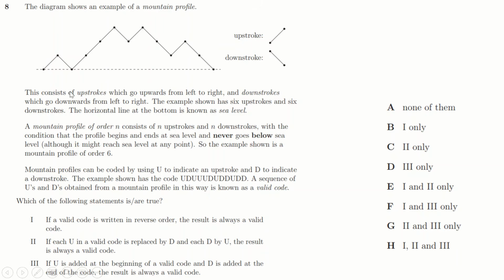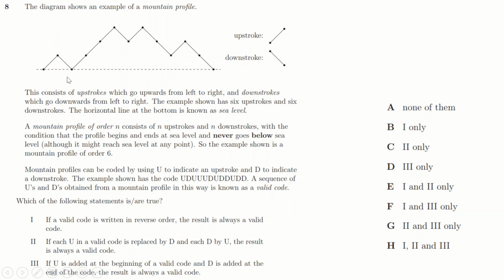Okay, so we've got this kind of thing where we go up or down a few times. Now we have to start in the same place we finish, so we have to go up the same number of times we go down. So here we're going up 6 times and down 6 times as well. And this is called a valid code because it starts and ends in the same place and because it never goes below the horizontal plane.